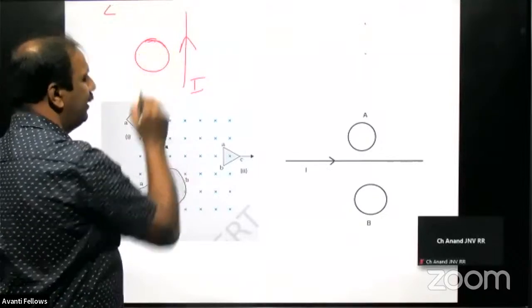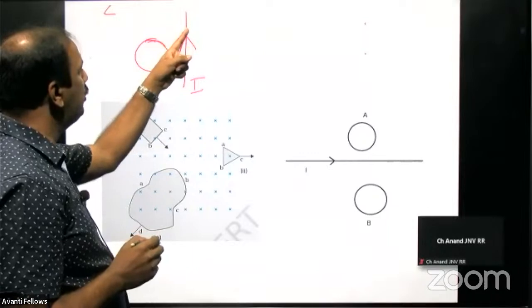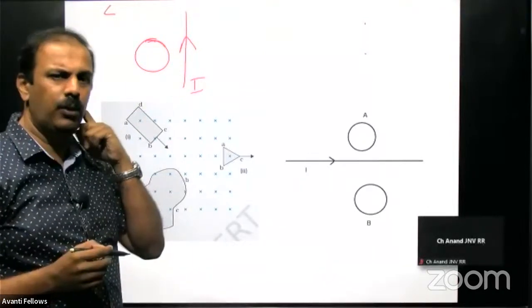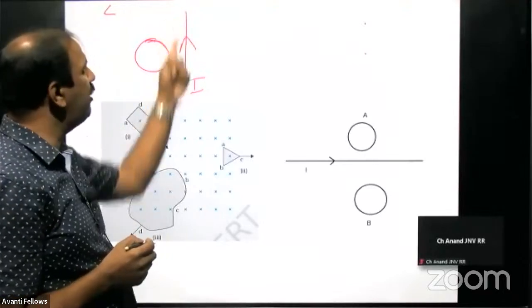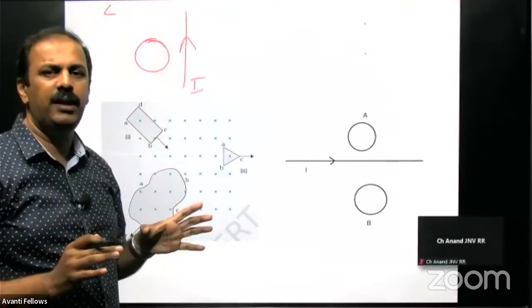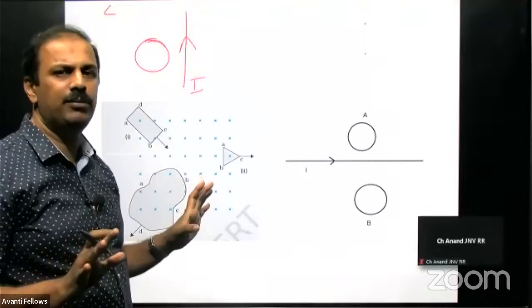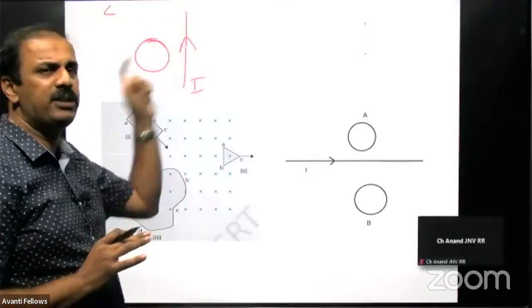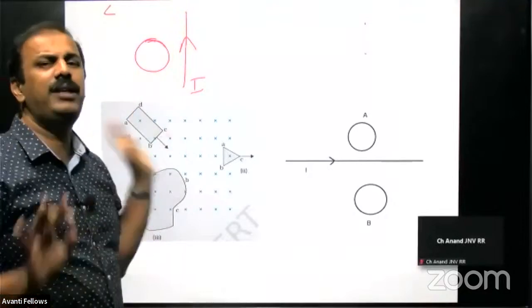This is a loop here like this. And when the current is passing through this one, whether it will induce an EMF here, that's the first question. No. If there is a steady current passing through this one, then there will not be any induced EMF. The first point is that one. If a DC current or a steady current is passing through this one, it will not induce any EMF in this one.